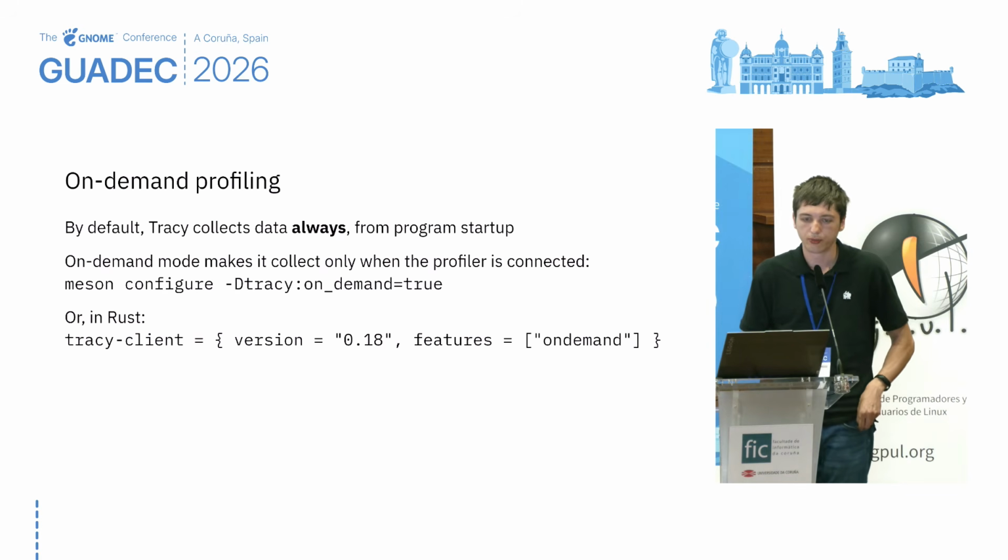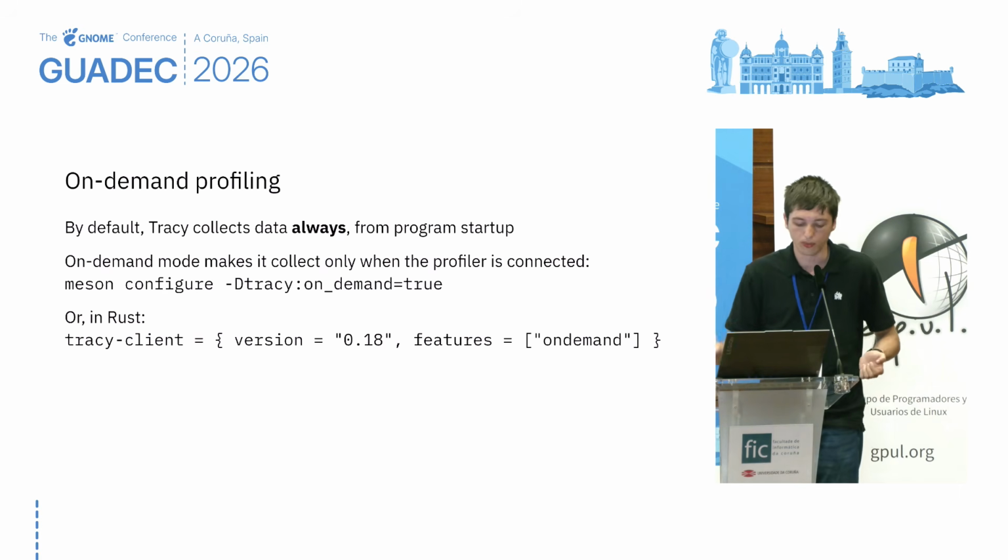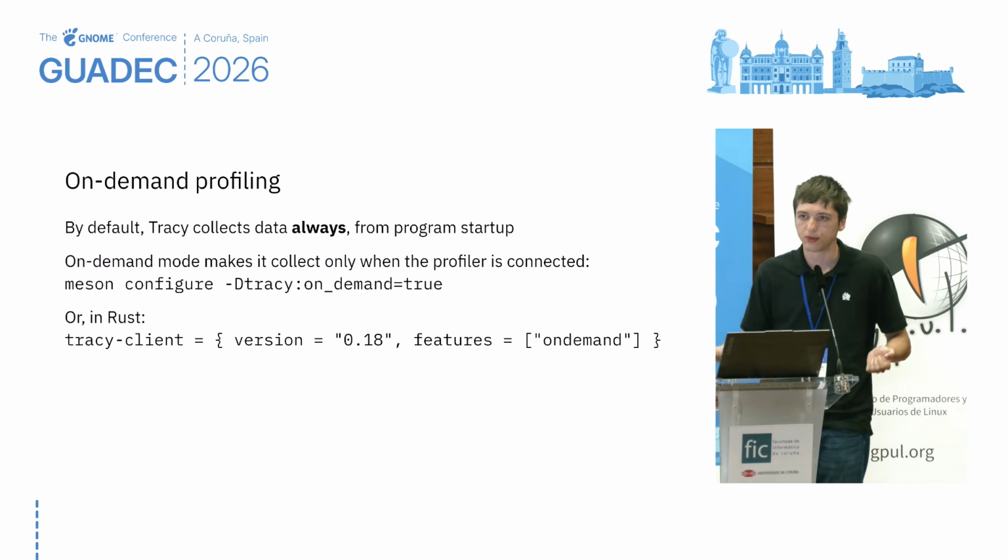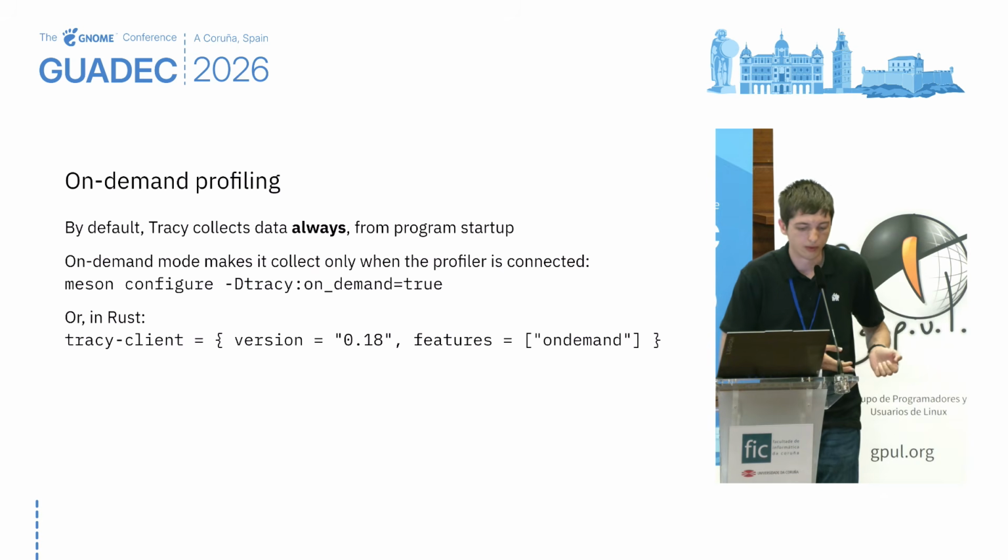One important thing about Mutter, which is GNOME's compositor, is that you're running it constantly. You don't just open it and then close it. It's always running. It's your session. So by default, Tracy will collect data always from program startup until you connect with the profiler. Then it will upload all of this data. So you can profile from the program startup.